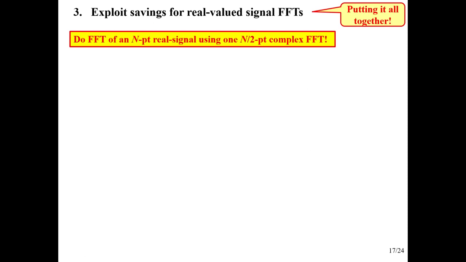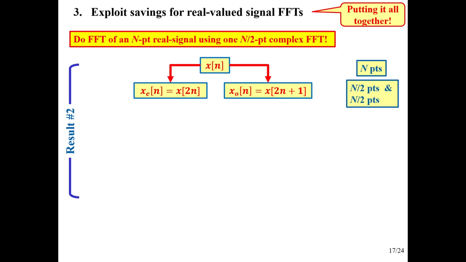So let's put it all together. Here's our trick number 3. We're going to do an FFT of an N-point real signal using one N/2-point complex FFT. Saves about half the computations, roughly. So we start off with the samples in our block. It's an N-point block, whatever that is, but it could be 2N or 4N, but we're focusing on the N-point real signal block. We split it into its even and odd parts. These are the things that the previous few slides have been proving. Now we know the steps.